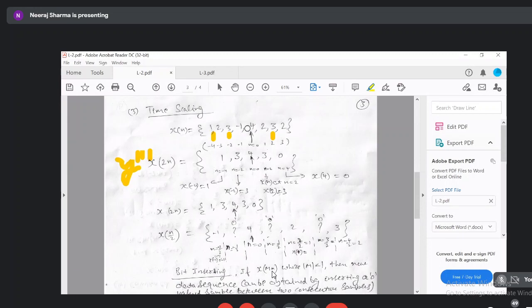The original signal xn has 8 elements, right? Whereas this signal has 1, 2, 3, 4, only 4 non-zero elements. So if you compare x twice of n with the original data sequence, that is x of n, this is a compressed version of the original signal, right? So that is known as the compression in the discrete time domain. So if you have any query, then you can ask.